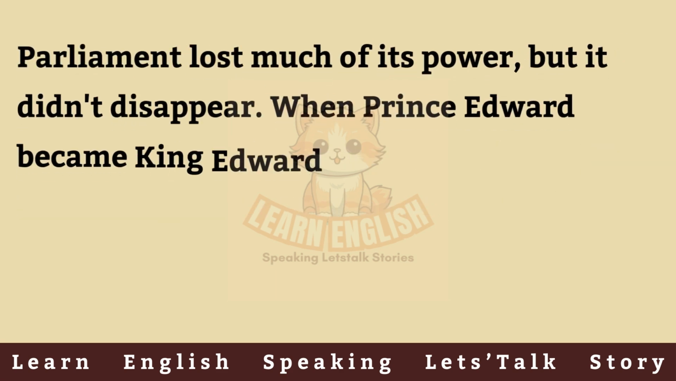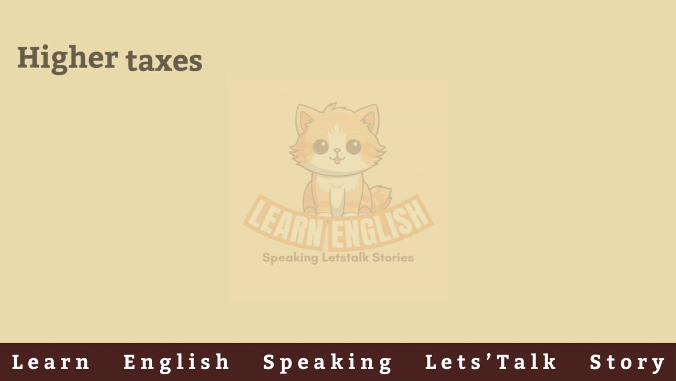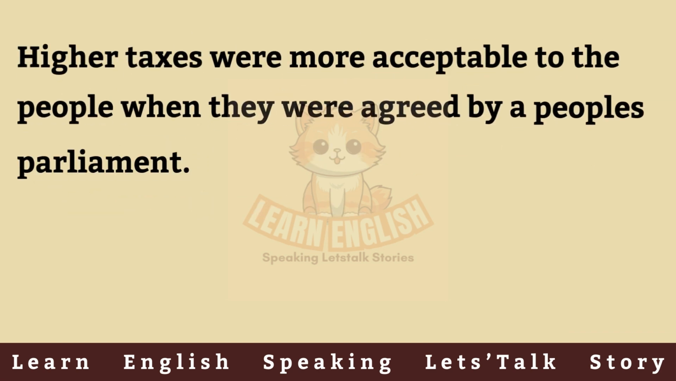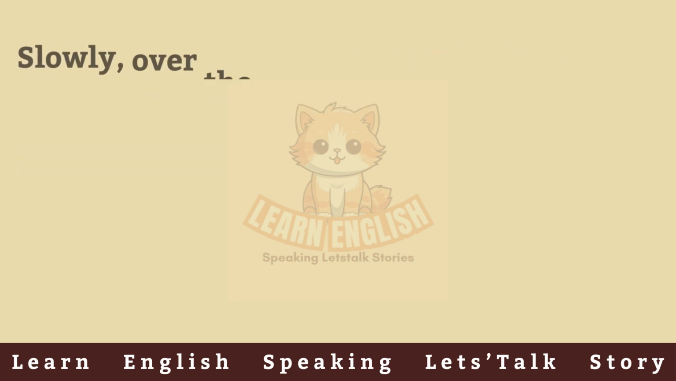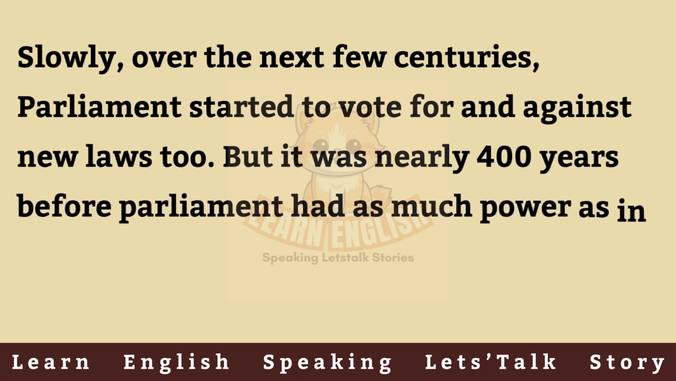Parliament lost much of its power, but it didn't disappear. When Prince Edward became King Edward I, he needed money for his wars in Scotland. Higher taxes were more acceptable to the people when they were agreed by a people's parliament. Slowly, over the next few centuries, Parliament started to vote for and against new laws too. But it was nearly 400 years before Parliament had as much power as in 1264.